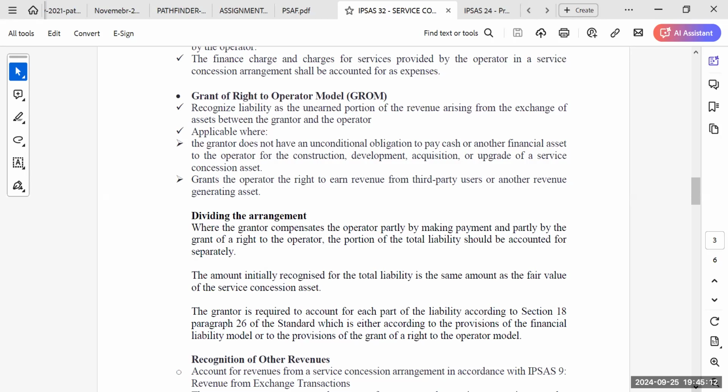Okay, the amount initially recognized for the total liability is the same as the fair value of the concession asset. That's the typical example of the first one that I have done. The grantor is required to account for each part of the liability according to section 18, paragraph. Don't worry about that one.